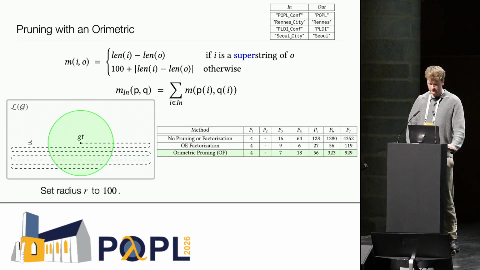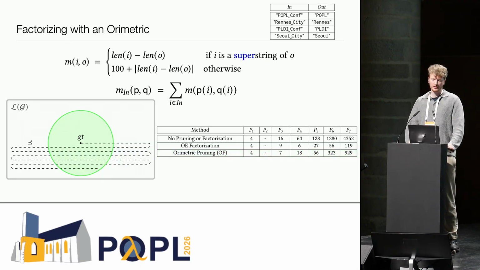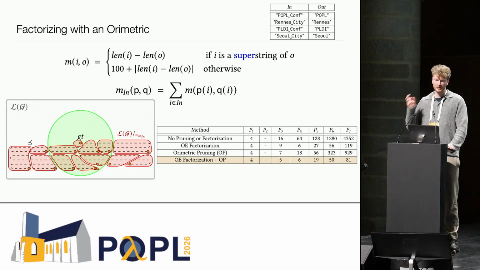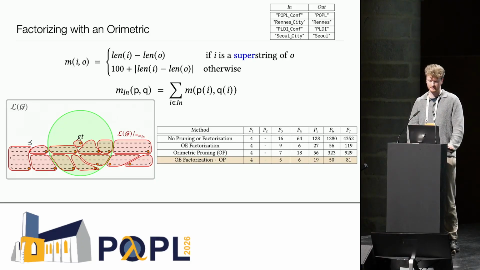Now, if we apply this pruning and check the sizes of the program sets, then the last program set of size 7, instead of having 4,000 programs, we are only left with 900 programs. So we can prune quite a bit. Now, we can apply the factorization, and we factorize the search space by the induced equivalence of the metric. And this is the same as the observational equivalence factorization. And now combining these two approaches, we're only left with 81 programs inside the last set.